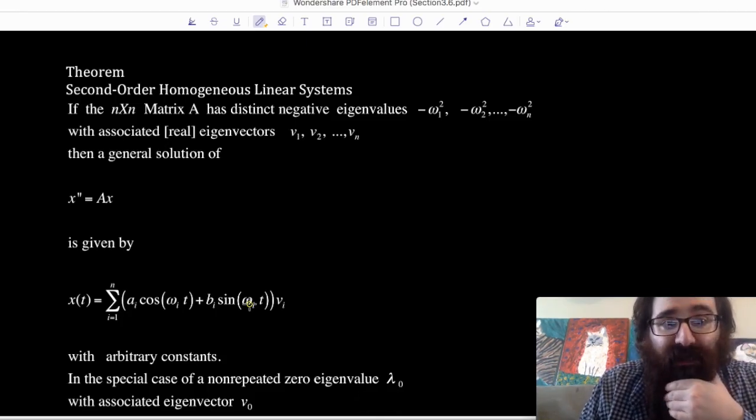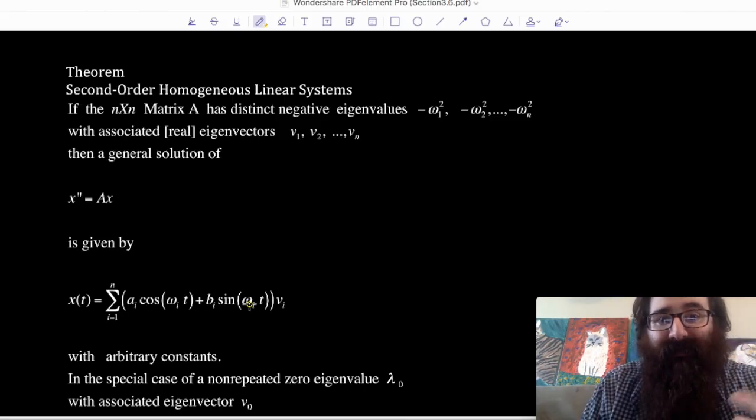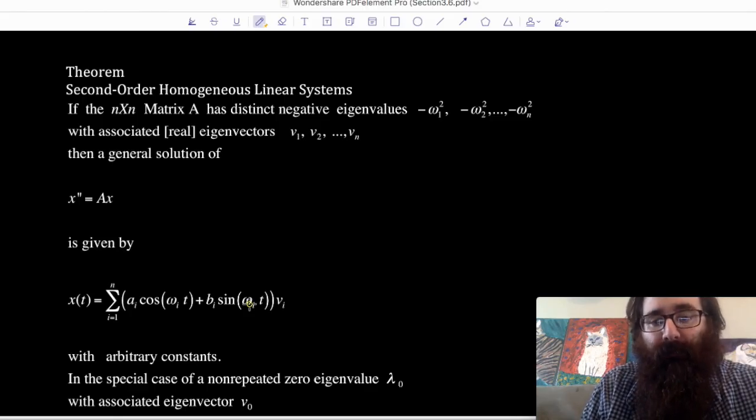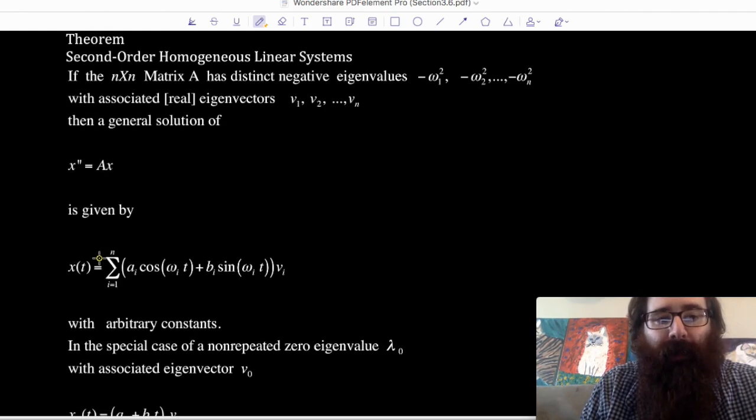Second order homogeneous linear systems. If the n by n matrix capital A has distinct eigenvalues, and here I'm just calling them negative omega sub 1 squared, negative omega sub 2 squared, so on and so forth, till we get to the last one, negative omega sub n squared, and associated real eigenvectors, v sub 1, v sub 2, so on and so forth to v sub n, then a general solution of x double prime equals Ax is given by, and here essentially we just keep adding.